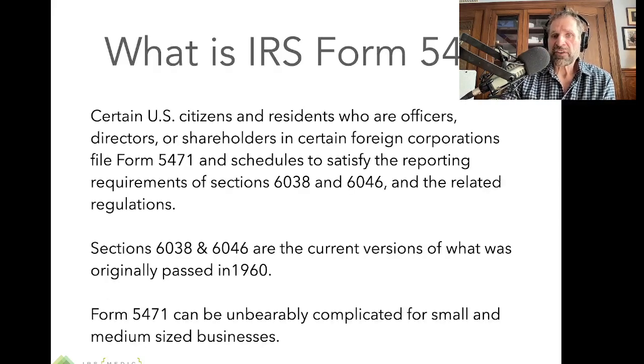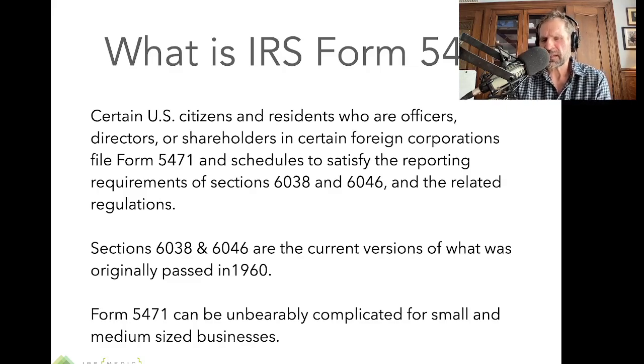So let's answer it in IRS words. What is IRS Form 5471 according to the IRS? Well, certain U.S. citizens and residents who are officers, directors, or shareholders in certain foreign corporations file Form 5471 and schedules to satisfy the reporting requirements of Section 6038, Section 6046 and the related regulations. Sections 6038 and 6046 are the current versions of what was originally passed in 1960.